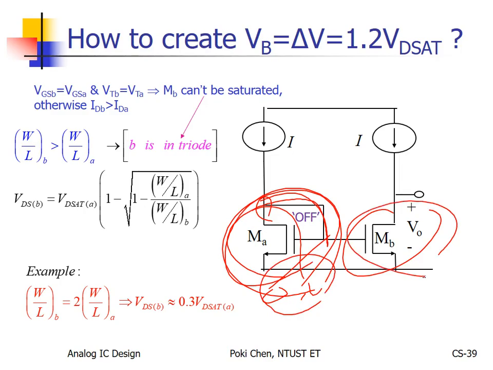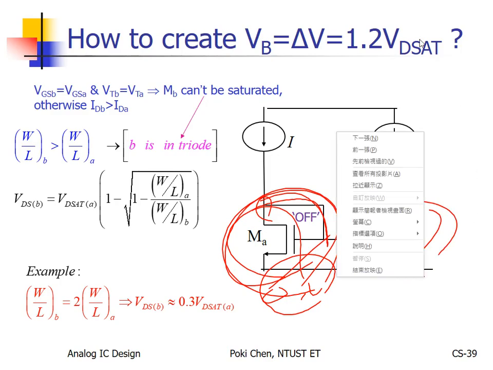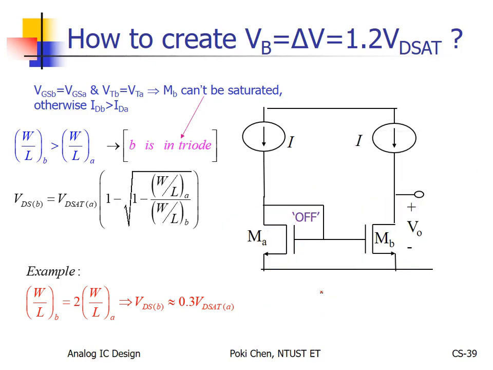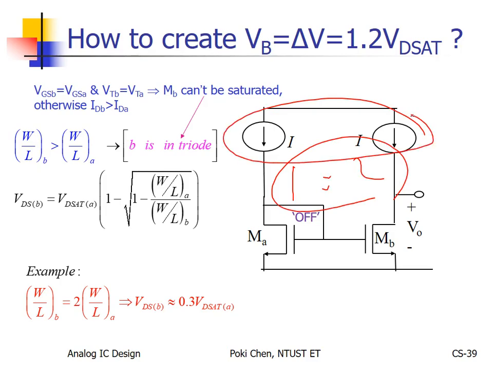Okay. But how about MB? If MB also operates in saturation region, then you will get 1 to 2 output current. It doesn't make any sense because right now both currents are the same. So what does it mean? MB never operates in saturation. Yeah, but again, it cannot operate in cutoff region because it needs to conduct current I, right? So only one choice left. MB should operate in triode region.